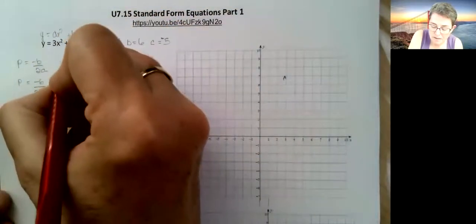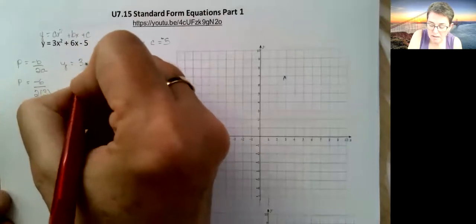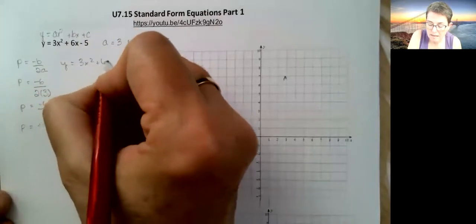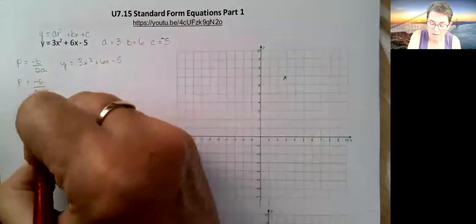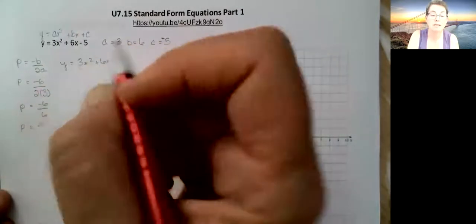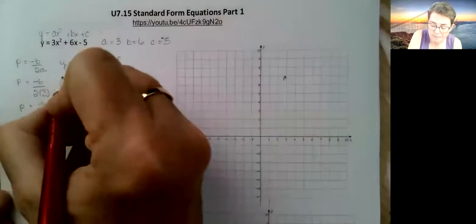So I'm going to rewrite this. y is equal to 3x squared plus 6x minus 5. And everywhere I see an x, I'm going to put in the negative 1.